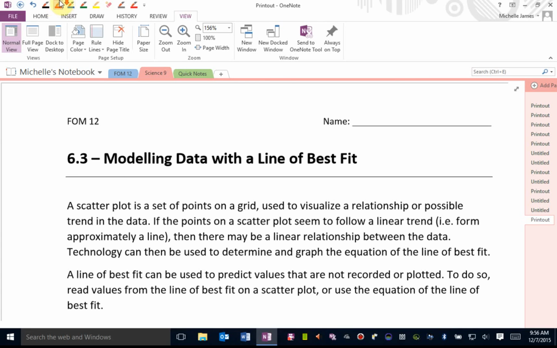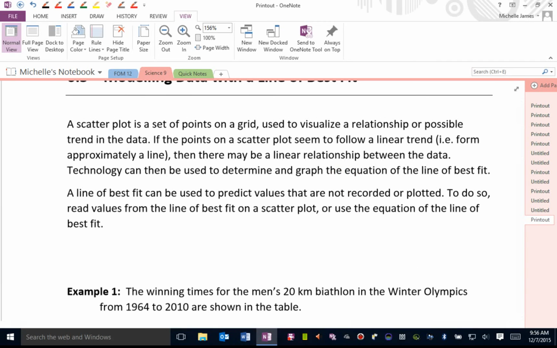So it says a scatter plot is a set of points on a grid used to visualize a relationship or possible trend in the data. So often you will have a graph that looks like this. We've got the x variable, whatever it is. We have the y variable, whatever it is. What do you remember about the x and the y in terms of variables, in terms of data? Do you remember that the x is the independent variable? And if x is the independent, then y is the dependent, okay?